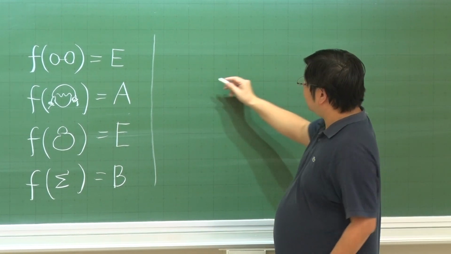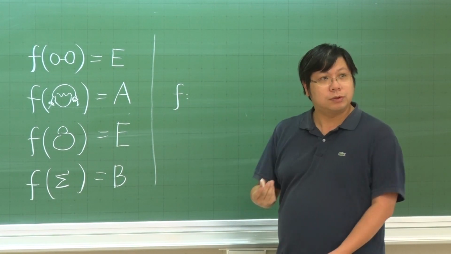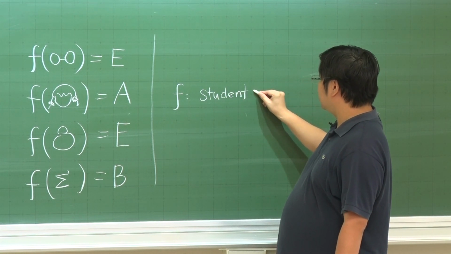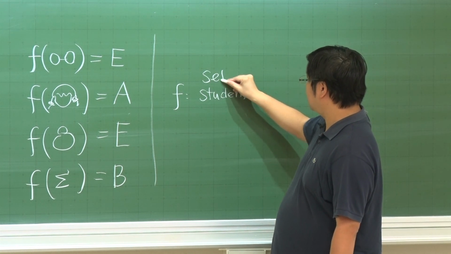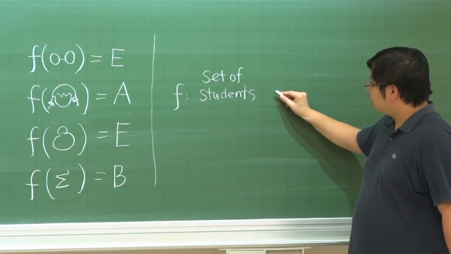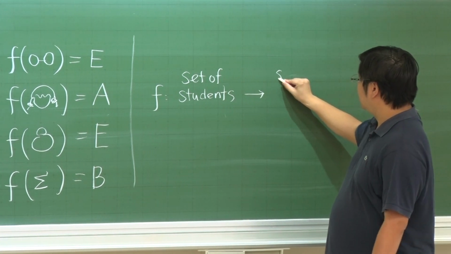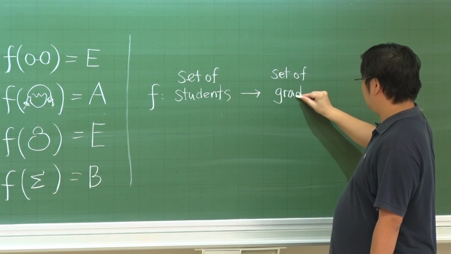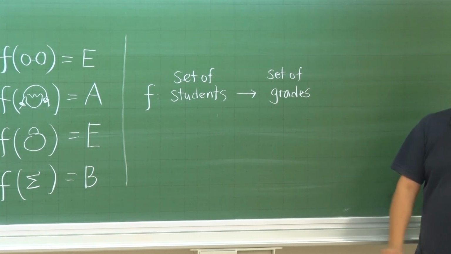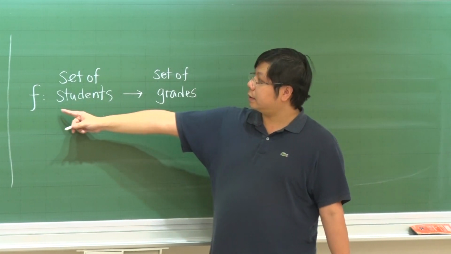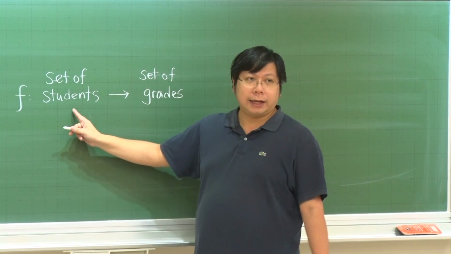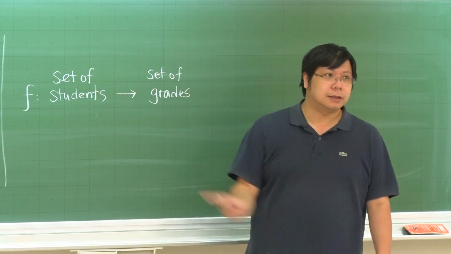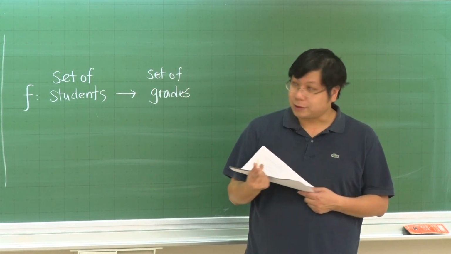for that particular function, what does it do? It maps the set of students to the set of grades. So we can describe the property of that function like this. This is a shorthand notation. It just means that for any particular item in this set, it will have a correspondence in this set. Is that okay? Good.